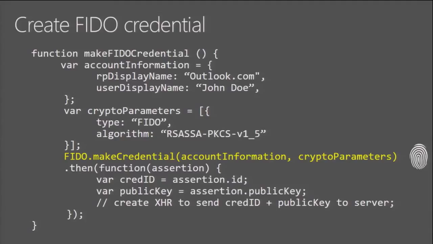The public key is something that you'll use later on to unpack the assertion. And like I said, the credential ID is something that allows you to reference which credential you want to grab.